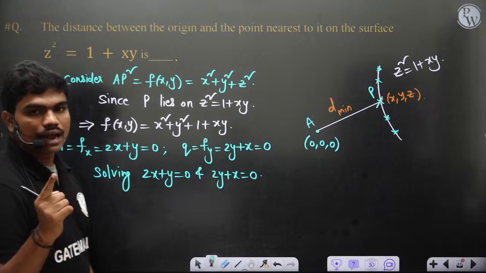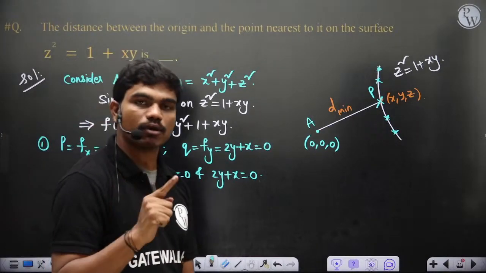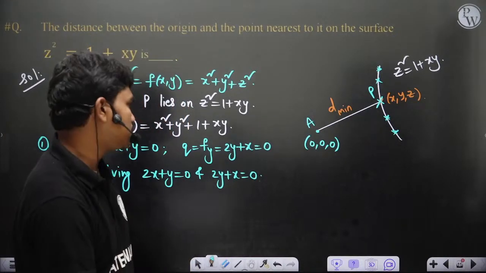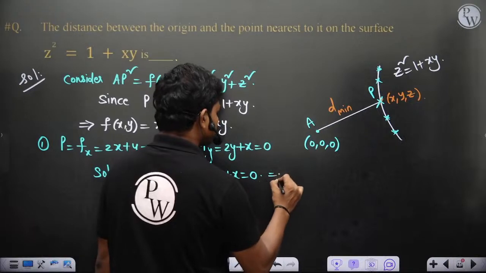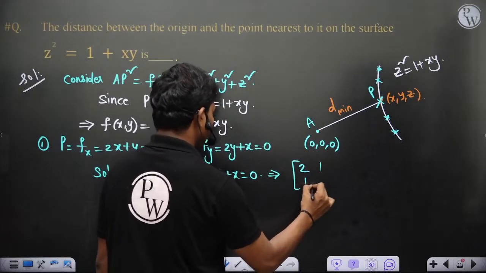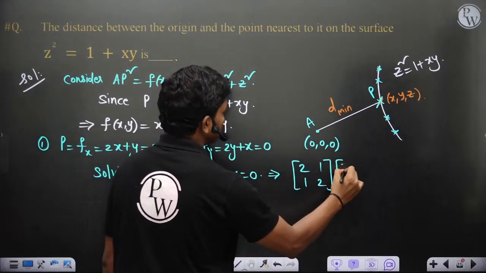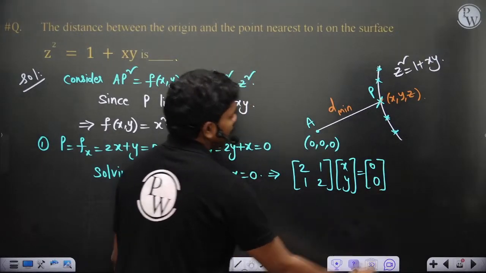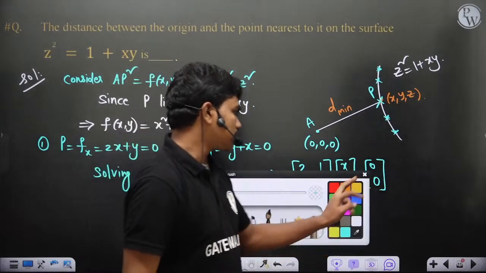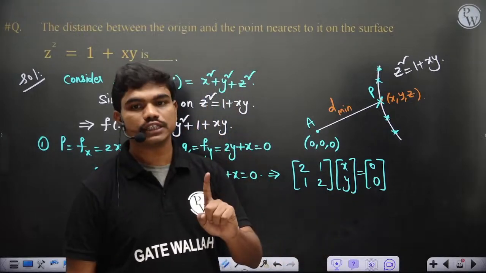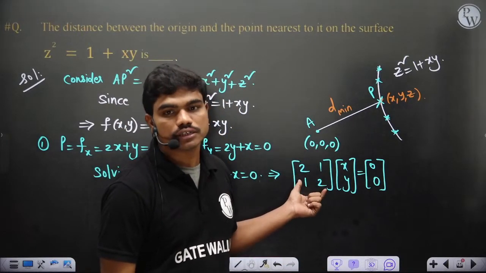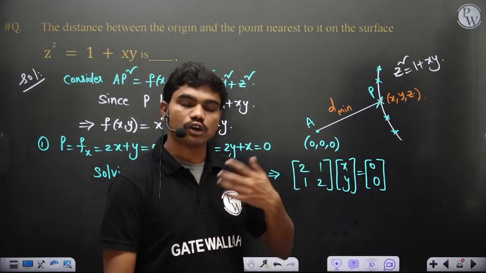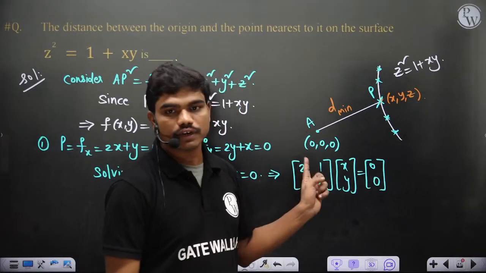If you remember, I have taught you something called homogeneous equations, system of homogeneous equations in linear algebra. Okay, I can write this system as the matrix [2 1; 1 2] times [x y] is equal to [0 0]. I have taught you this. Normally if this is a homogeneous system, then this system has only trivial solution if this determinant is non-zero. And for the system to have non-trivial solution, this determinant should be equal to 0. I have taught you these points.